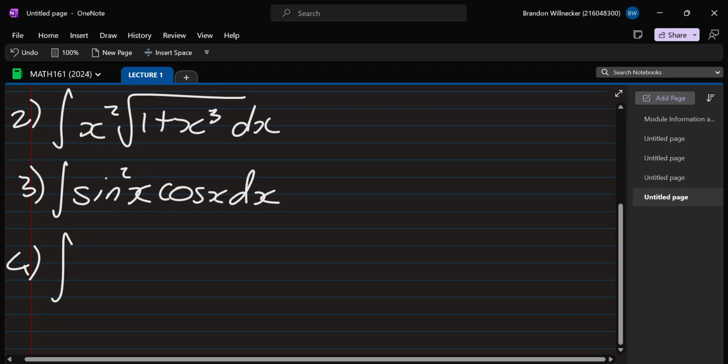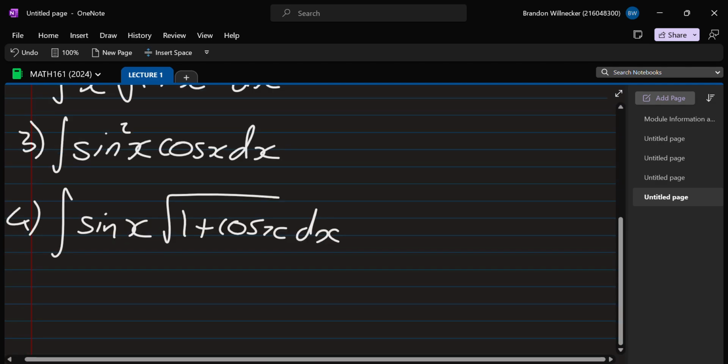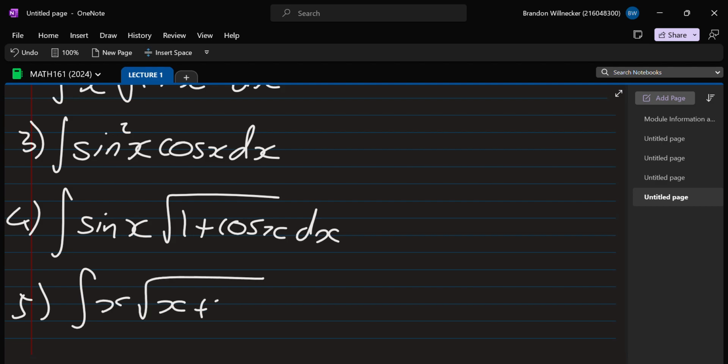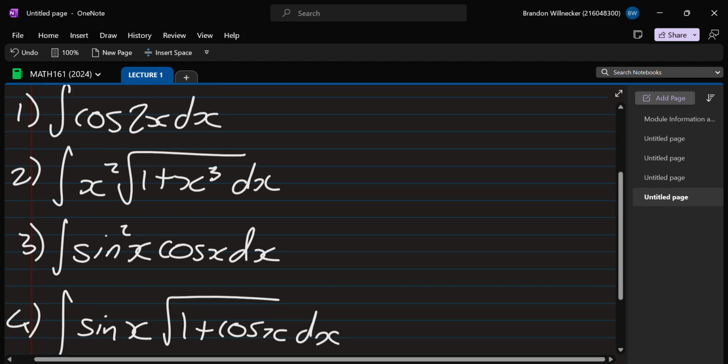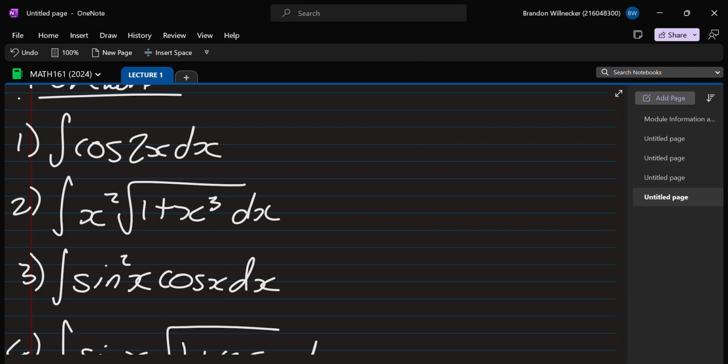Number 4, integral sine x root of 1 plus cos x. Number 5, integral x root of x plus 2. Okay. So I'll just give you a few minutes to go through this on your own, and then we'll go through the answers.